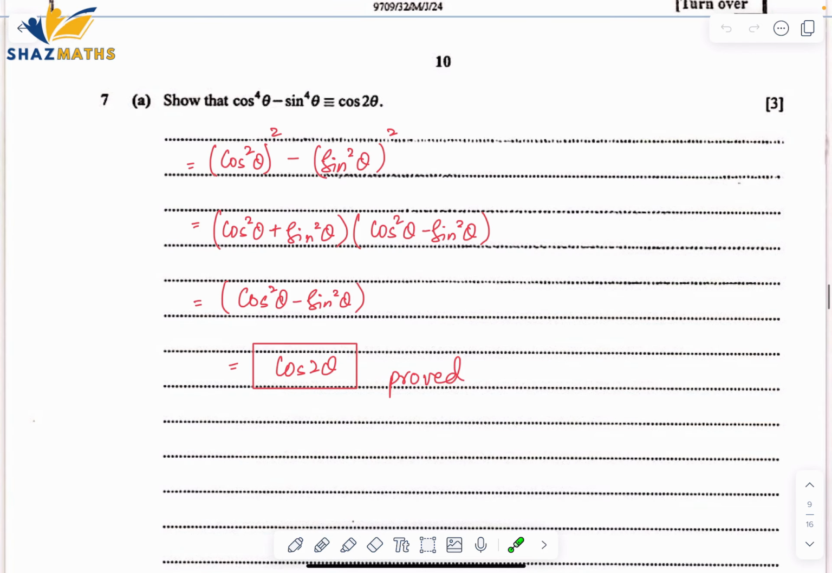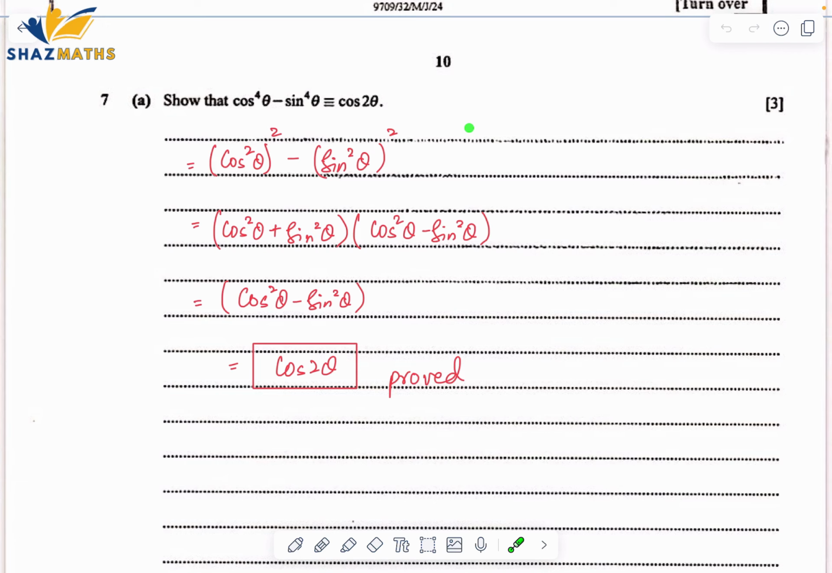Question number 7, part A. Show that cos to the power 4 theta minus sine to the power 4 theta is equal to cos of 2 theta. Okay. So, we can convert cos to the power 4 theta and sine to the power 4 theta into the form of cos squared whole squared minus sine squared whole squared.